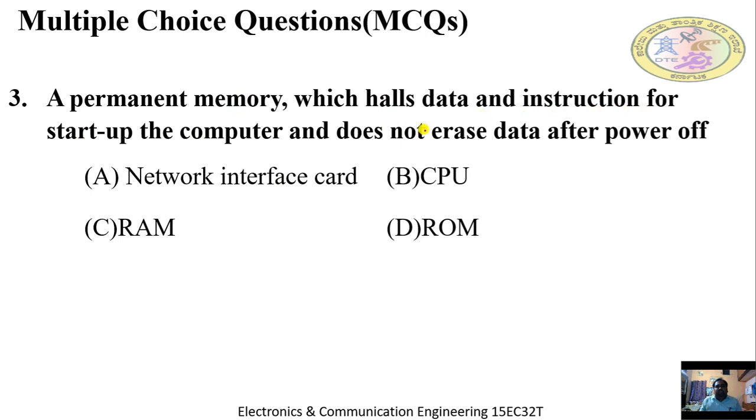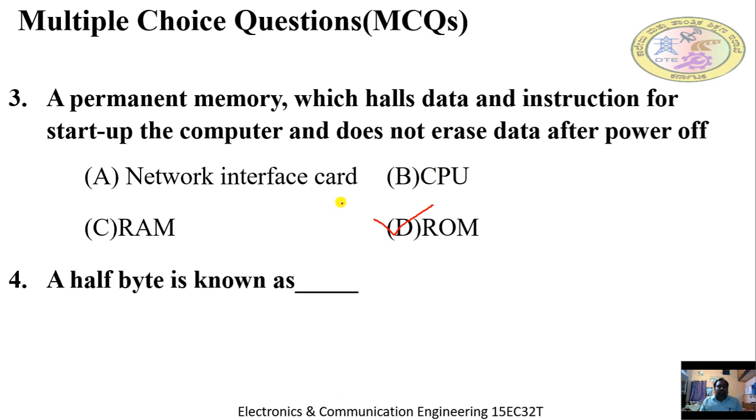The instructions for startup are nothing but the boot program. This is the program which will run whenever you boot your CPU. Every time you boot your CPU, the OS has to be loaded. So from which location is the OS program stored? It is the starting instructions. All those starting instructions or boot program is usually stored in option D, that is ROM.